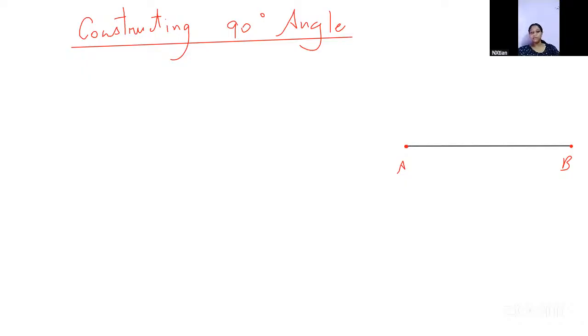Next, what we will do? We will put the sharp point of the compass on point A. Open it a little bit and put the pencil towards the left side, and draw a semicircle arc like this.